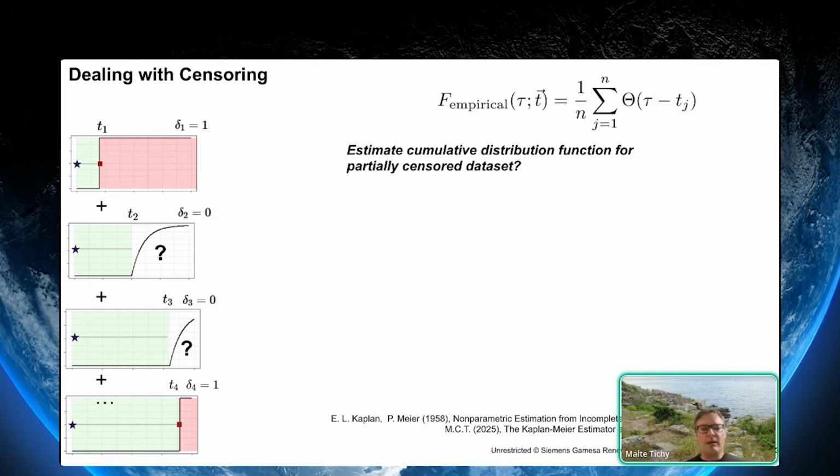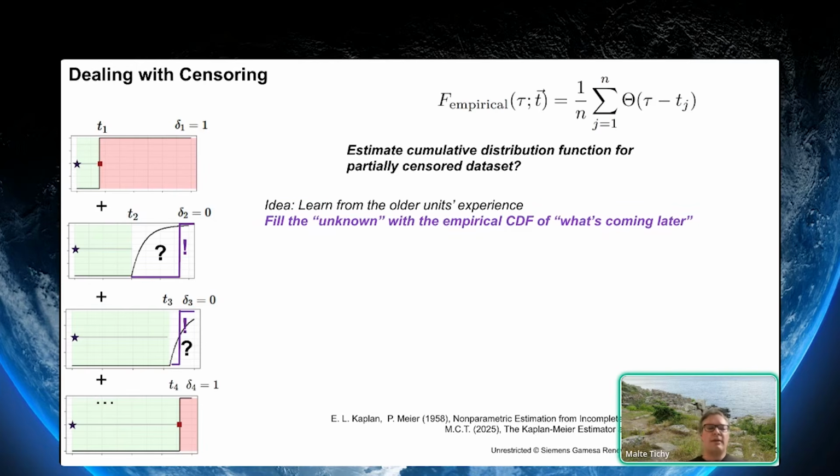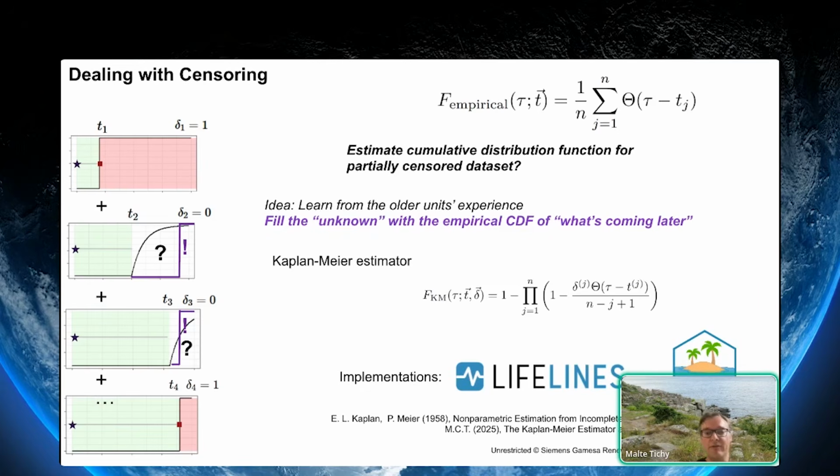And the question arises, how can we now have, again, like a semi-empirical cumulative distribution function? And the idea is that we can, for every censored component, look into those components that are older or that have failed at older ages, in this case, the fourth component, and use that CDF, that cumulative failure probability, to fill up the unknown in a way. And if you do that, you get the Kaplan-Meier estimator that was introduced in 1958, and it is now being used in many, many different places. And thankfully, you don't need to implement that formula yourself, because you can find implementations in Python in the package Lifelines, and also in R in the survival package.